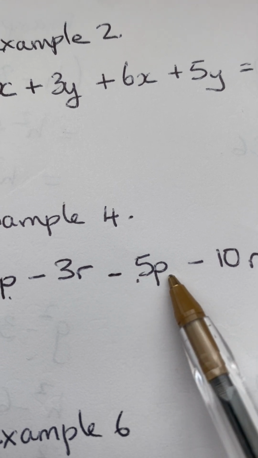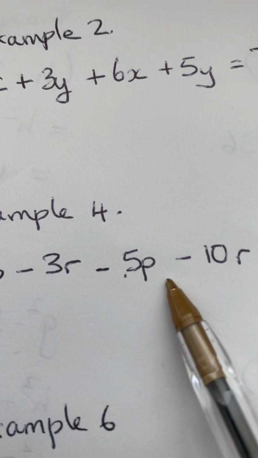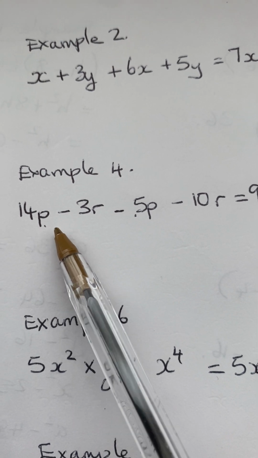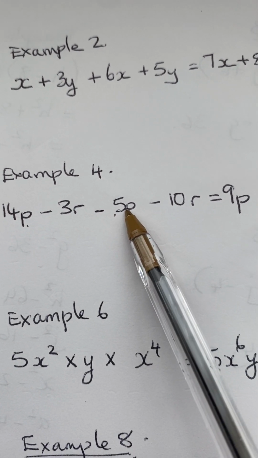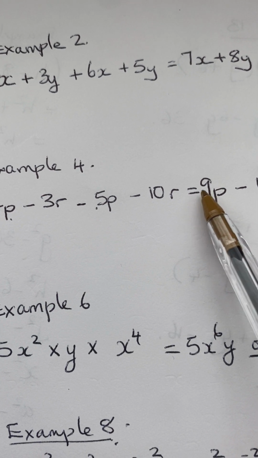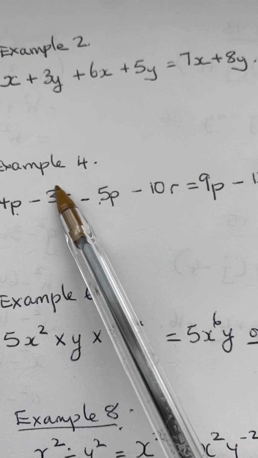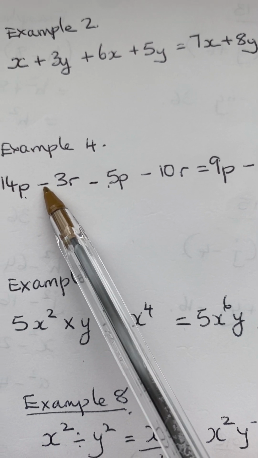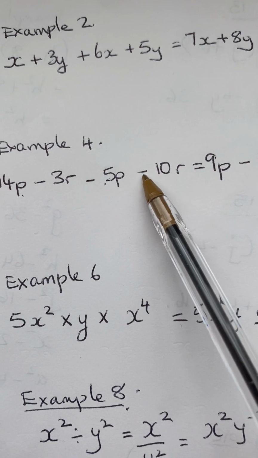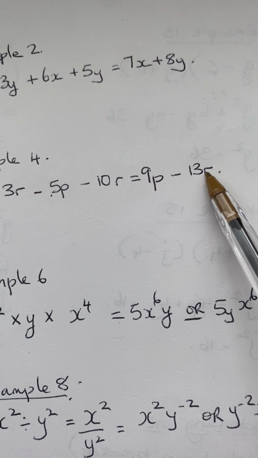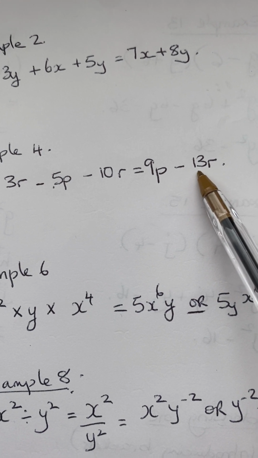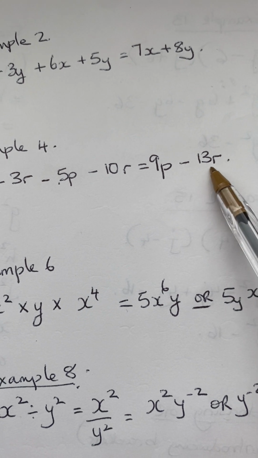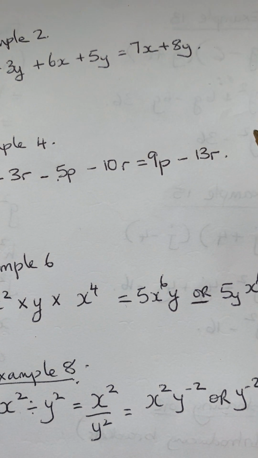Example 4. Now, here we have variables P and R. So if we put the P's together, 4P minus 5P will give us 9P minus 3R. We said the sign affects the number in front of it, so we can't ignore the minus. So minus 3R minus 10R is minus 13R. So this is our answer, 9P minus 13R. Here too, we don't have any common factors, so we can't introduce a bracket.